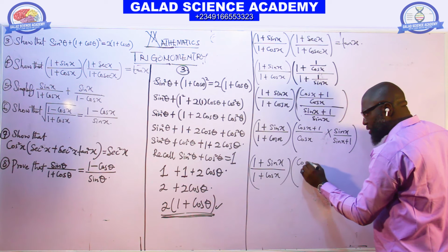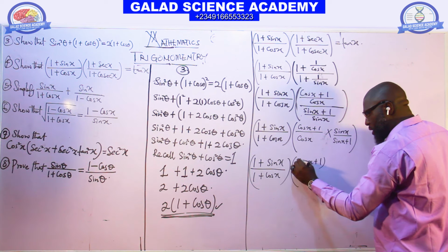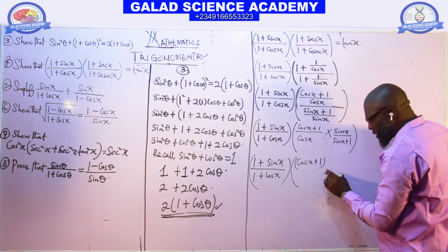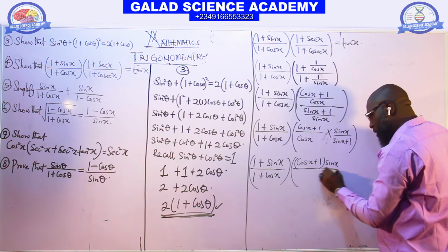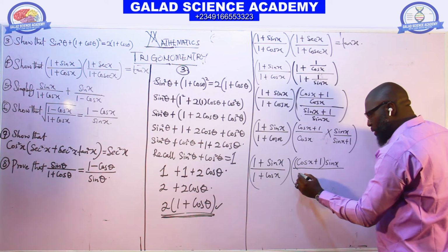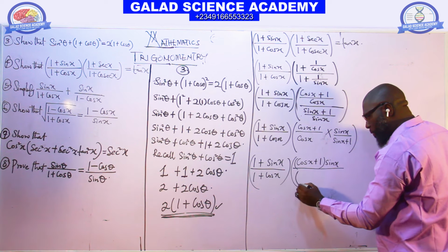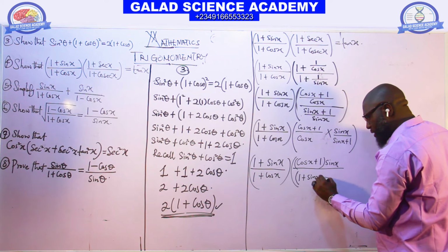Cos x plus 1 into bracket what? Sin x over what? We can rearrange this to be in what? 1 plus sin x.